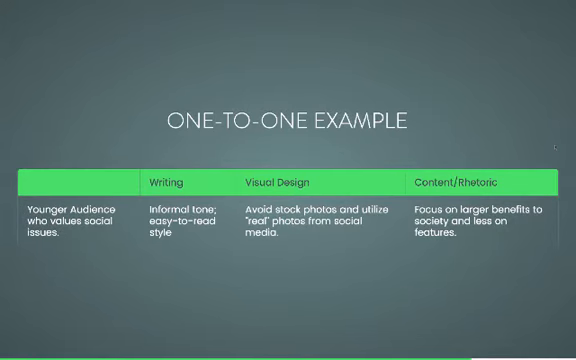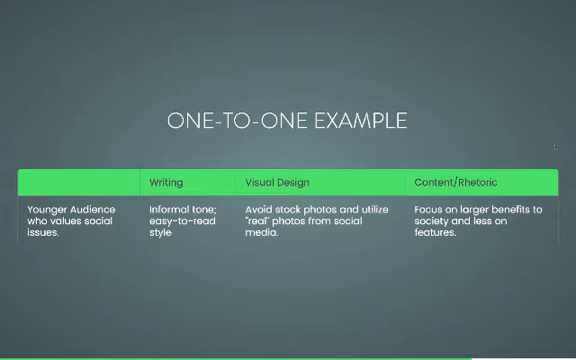Okay, so I've talked sort of generally or abstractly about the one-to-one. Let's look at a specific example. And this is pretty high level. Hopefully you have more detailed information about your audience. But here's one data point where we can sort of tie it into writing, visual design, and content rhetoric, those categories. So maybe you've done an audience analysis and you've decided, okay, our primary audience is a younger audience from 15 to 19. They value social issues, and you're editing a website for volunteer opportunities in the area.